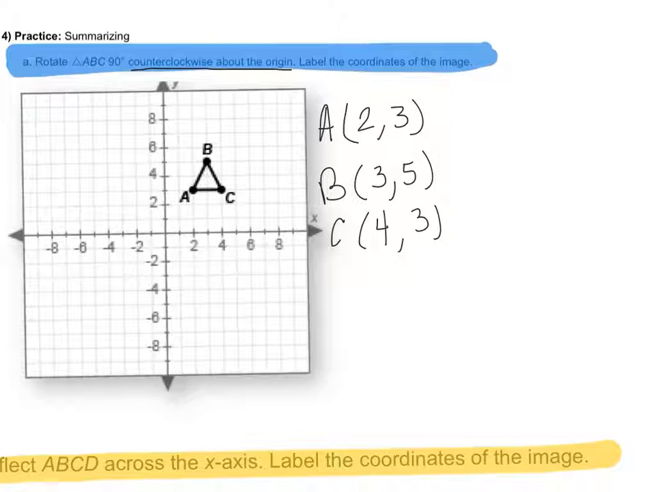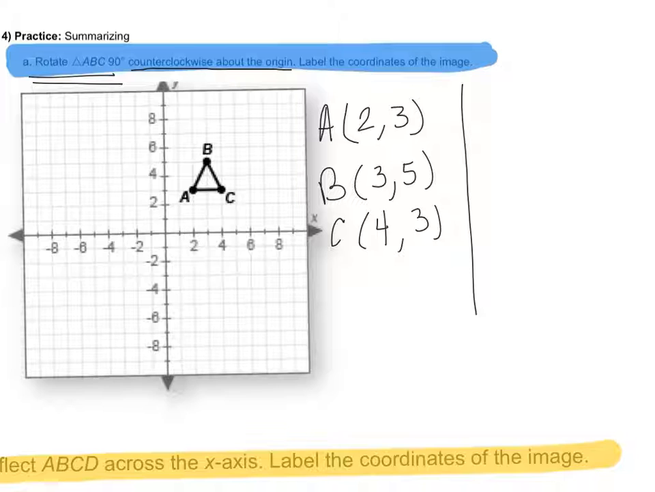Okay, so what I went ahead and did was write down the coordinates for every single point that we have given on that triangle ABC. So what you should do every single time when you're trying to figure out what the transformation looks like, if you're having a hard time with doing it on the graph, then go ahead and write down every single point that you have that's listed. So when you do rotate it 90 degrees, you can tell a difference.